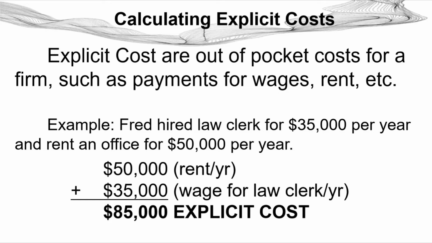After knowing the problem of Fred, let's help him in calculating the explicit cost. What is the explicit cost? Explicit costs are out-of-pocket costs for a firm, such as payments for wages, rent, materials, etc. In our example, Fred hired a law clerk for $35,000 per year and rents an office for $50,000 per year. So our computation will be $50,000, which is the rent per year, plus $35,000, which is the wage for the law clerk per year. Our total explicit cost will be $85,000.